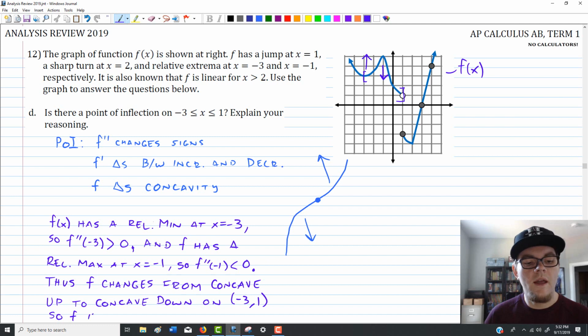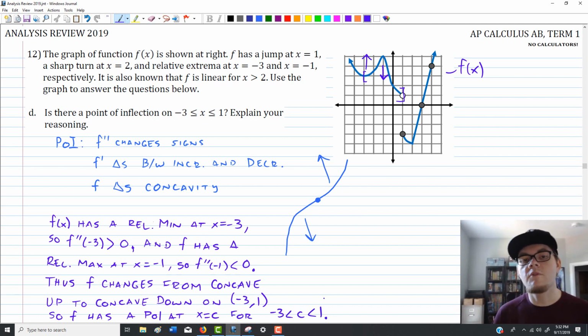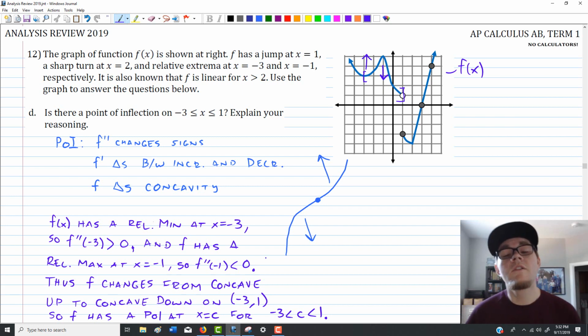So f has a POI at, and we'll be real formal here, x equals c for negative 3 less than c less than 1. And truthfully, there's probably also some sort of intermediate value theorem argument that you could make, talking about the second derivative having to be 0 based on those two things. But remember, we aren't guaranteed that this is a twice differentiable function, so I think it's easier to appeal to what we have, which is clearly the presence of a relative minimum and a relative maximum at each of those two corresponding points, for which we know the concavity is completely set.